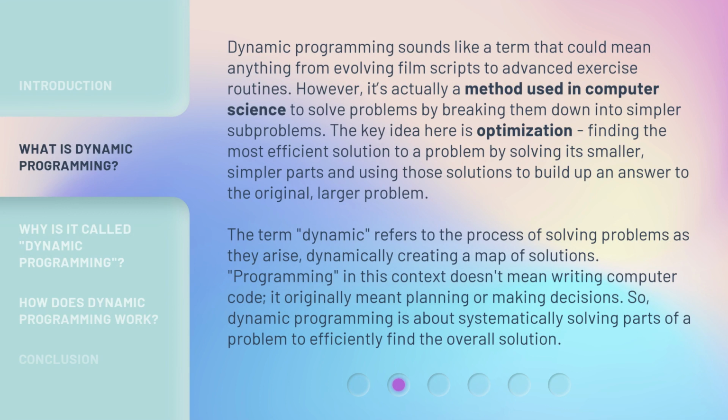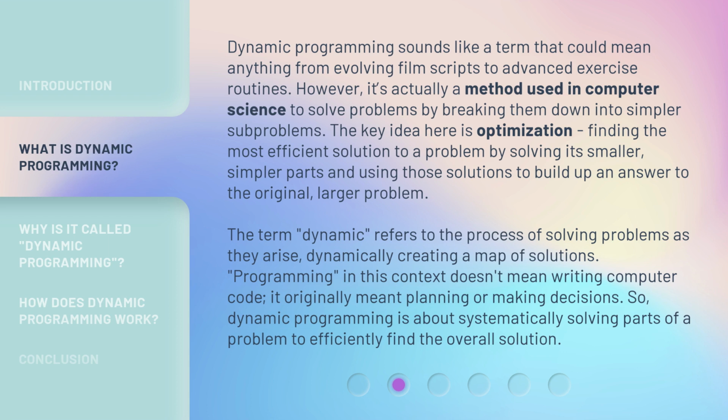Dynamic programming sounds like a term that could mean anything from evolving film scripts to advanced exercise routines. However, it's actually a method used in computer science to solve problems by breaking them down into simpler subproblems. The key idea here is optimization, finding the most efficient solution to a problem by solving its smaller, simpler parts and using those solutions to build up an answer to the original, larger problem.